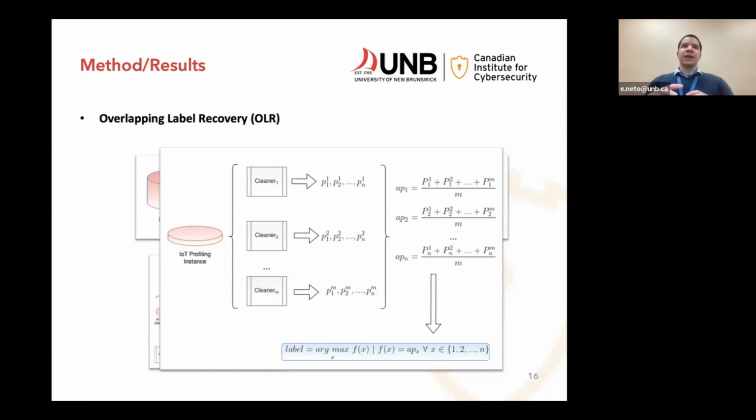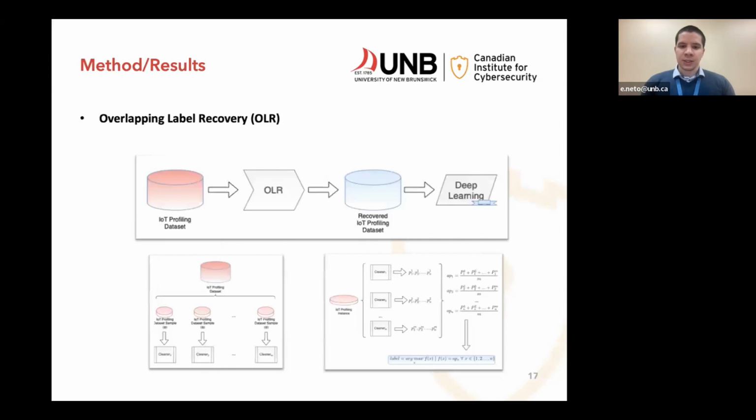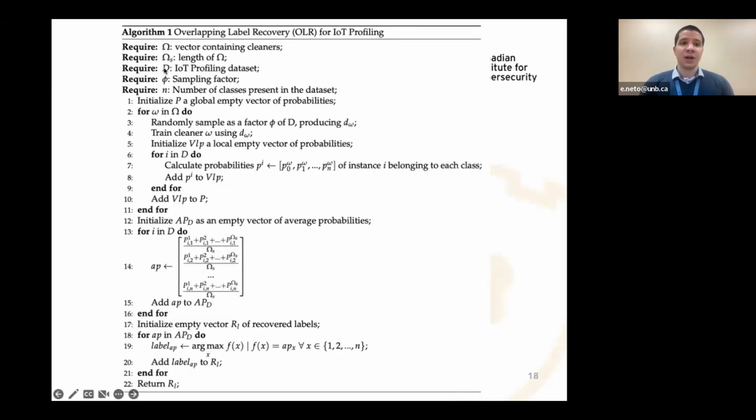But this is more of a visual way of looking at how the process works, right? So this is actually the pseudocode here. We have a couple of required parameters: the vector containing the cleaners, the length of that, the data set, the sampling factors, and also the number of classes. Then we have a couple of for loops here. The first one focuses on training the cleaners and evaluating the probabilities of particular instances belonging to each class. And then we have another loop to calculate the average probabilities, so for each instance we're going to have a vector of all the values. The calculation of the highest, the argmax, would be down here. So we calculate the highest value in this vector, and then end up with this recovered label, right?